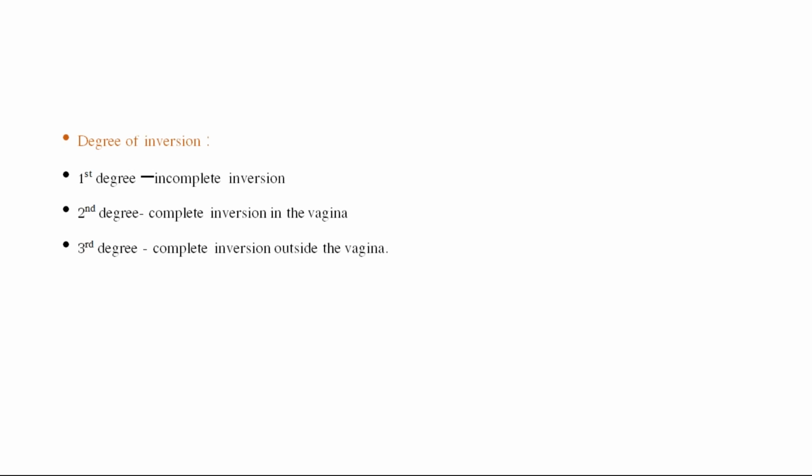What are the degrees of inversion? First degree is incomplete inversion, that is, dimpling will be present, just a depression at the fundus, but the fundus has not gone beyond the internal os. Second degree is complete inversion into the vagina. Here the fundus has gone beyond the cervix at the level of the internal os, and it lies in the vagina. Third degree is complete inversion where the fundus is outside the vagina.